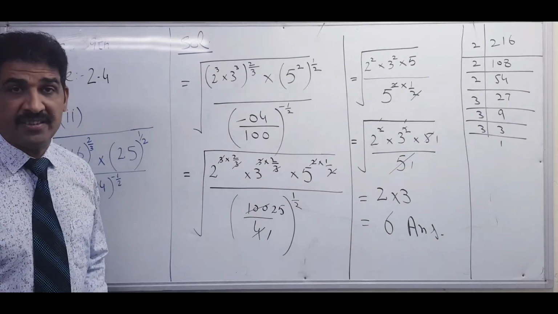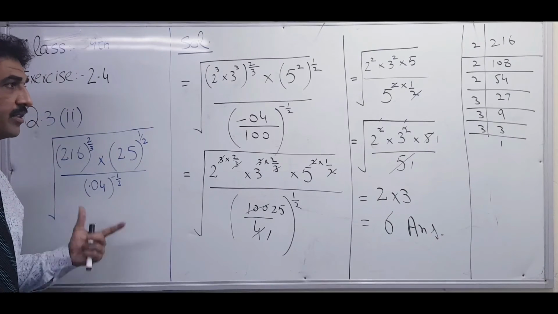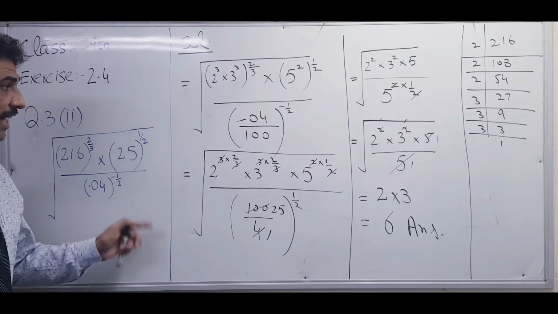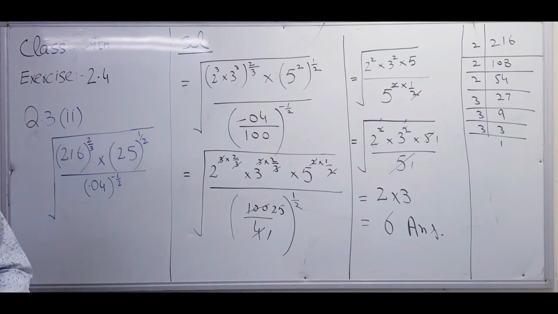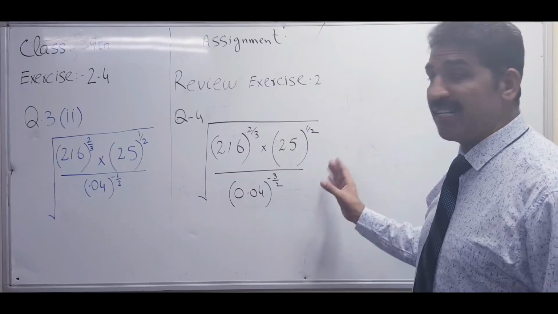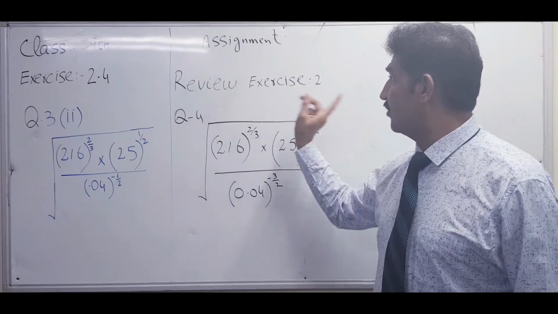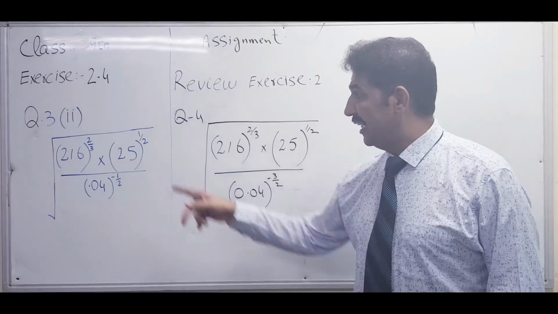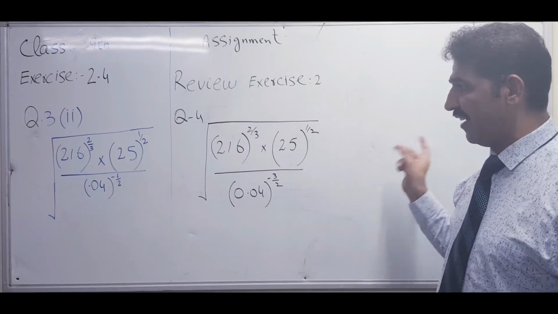Now I am giving you an assignment, same to same with a little bit of change to this question, which you have to solve as an assignment. That question is given in the review exercise, and it is also an important question. This assignment is part of review exercise 2, question number 4. You can see that it is 90% the same, just 10% change. What is the change? I will explain.